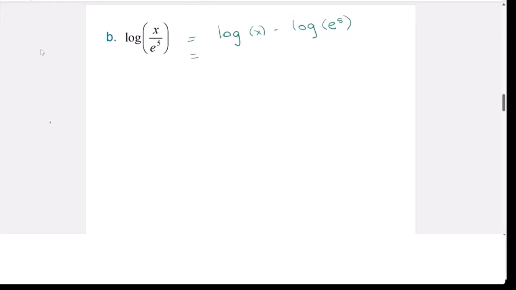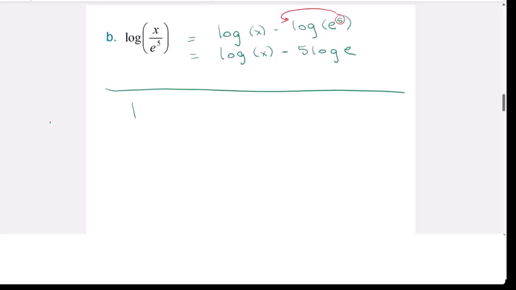Well, I definitely want to fix that because we don't leave exponents when we simplify. We're going to take this 5, which is my exponent, and bring it around to the front, and I get 5 log e.